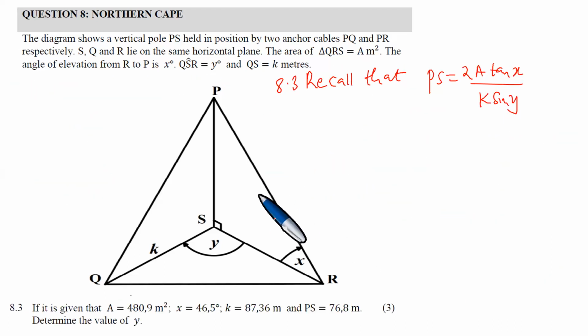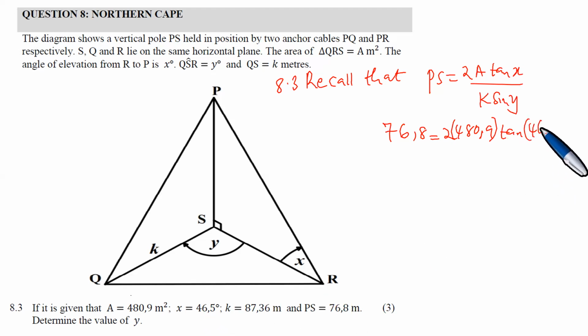Right, so you have this now. Before we perform the substitution, we know PS now. PS is actually 76.8 meters, given that twice A is 480.9 square meters. So we put 480.9 square meters. We have the tangent of the angle X, which is 46.5 degrees, divided by K. What is K? K is actually 87.36.